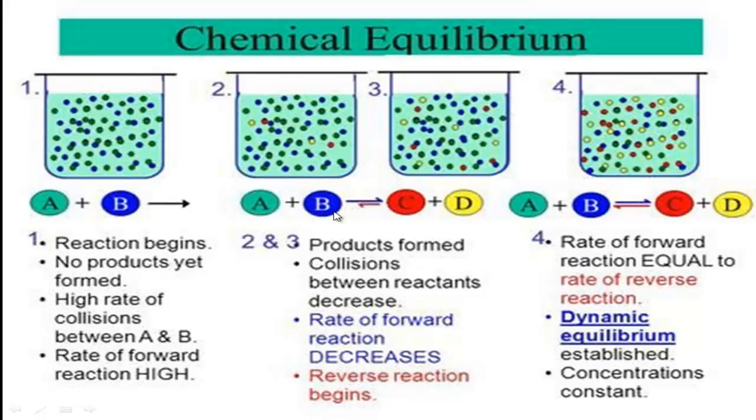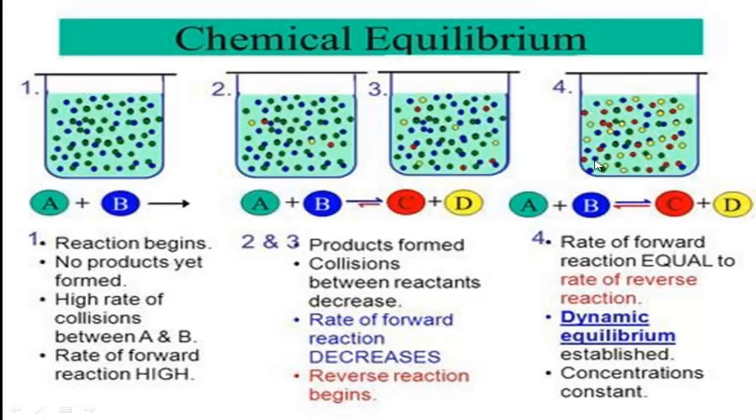Now after some time we will see in the second and third states, products are starting to be produced. Follow here, red and yellow color products are present in a small amount. Here gradually it is increasing. So the forward reaction rate in these steps gradually decreases, but the reverse reaction rate gradually increases, and collisions between reactants also gradually decrease. And finally we can see here the amount of reactants and products are equal.